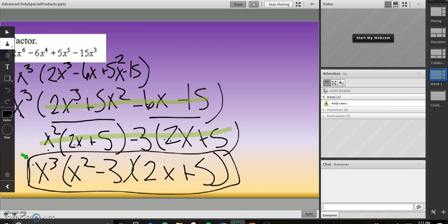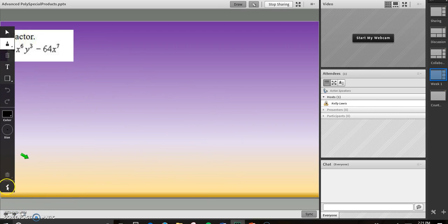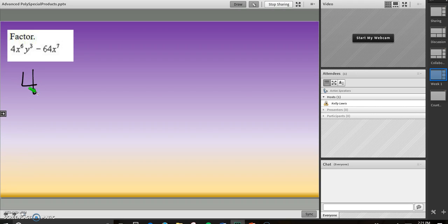Okay, so I want to pick up where we left off. We did this problem, and then I want to do this one. All right, on this guy, we can take out a 4, and then the smallest x is an x^6, and they don't have a y. So we took out the 4, we took out the x^6, so now we have a y cubed. 64 divided by 4 is 16x, minus sign.